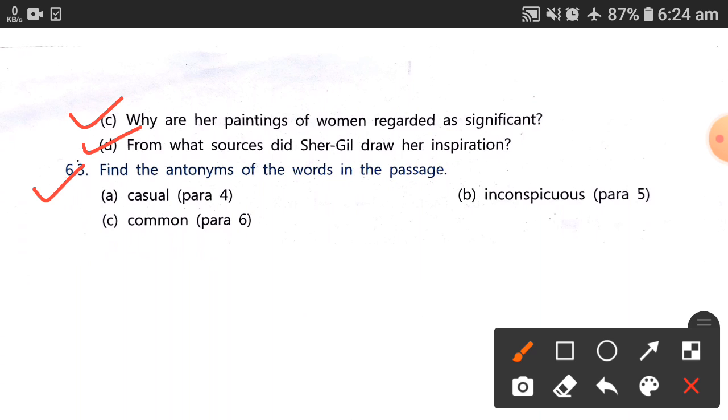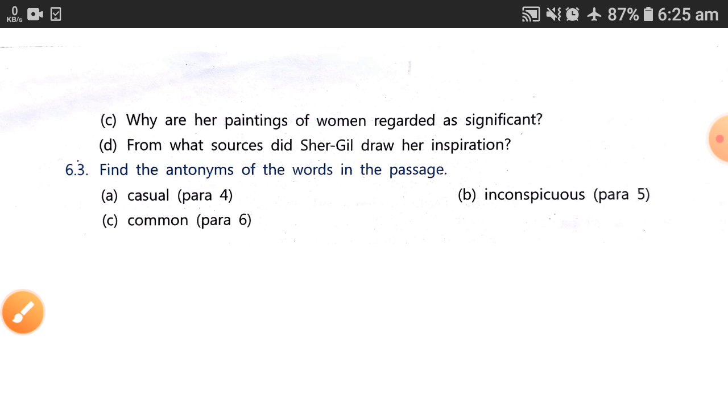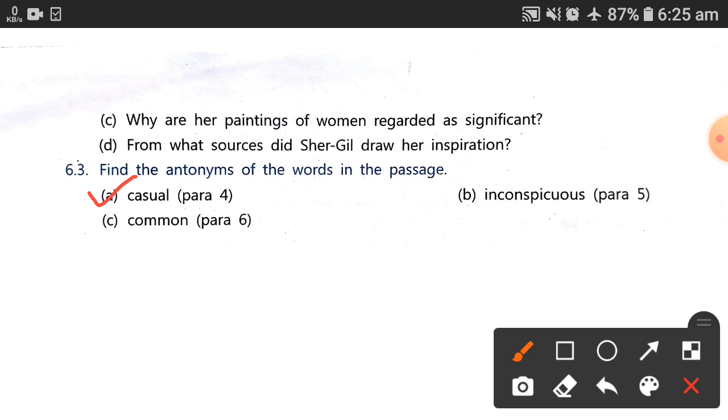Then after that, 6.3: here you have to find the antonyms. Here you do not have to find the exact word which has the same meaning in the paragraphs. On the contrary, you have to pick up the words or phrases which are the antonyms of the words given just below this question. There are three words again. Number A, you have to pick up from paragraph number 4. Number B from paragraph number 5, and number C from paragraph number 6. So read these three paragraphs, paragraph number 4, 5 and 6, very carefully so that you can pick up the exact antonyms of these words from the paragraphs.